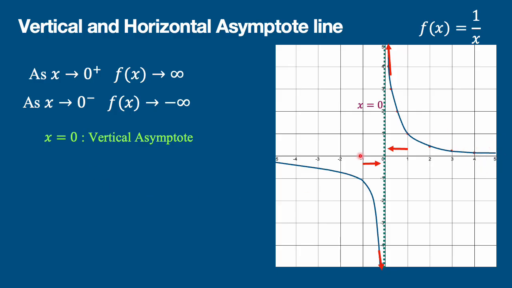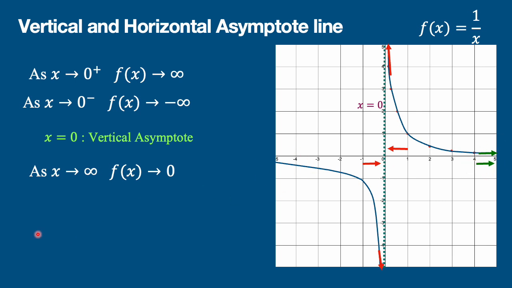Let's look at the behavior here and here. What's going on here? As x goes to infinity, which means x is increasing, the graph is getting close to this line. What is its value? y equals 0, right? So f of x is getting close to 0. As x is increasing, f of x is close to 0. That's the behavior right here.